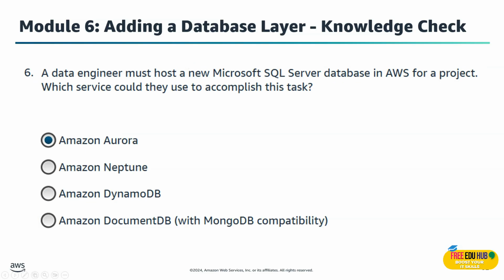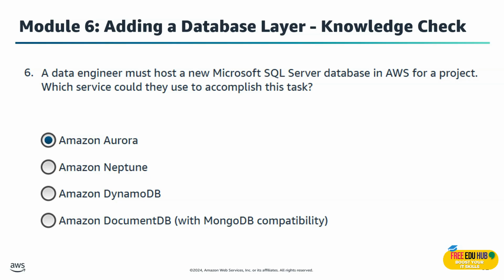Question number 6 says that a data engineer must host a new Microsoft SQL Server database in AWS for a project. Which service could they use to accomplish this task? So the first and the only option available in this one, the right option, is Amazon Aurora. The reason is that Aurora supports MySQL.